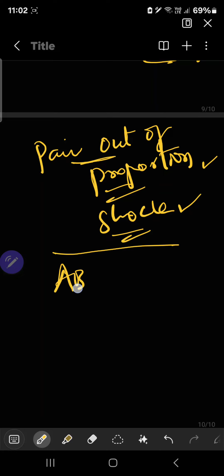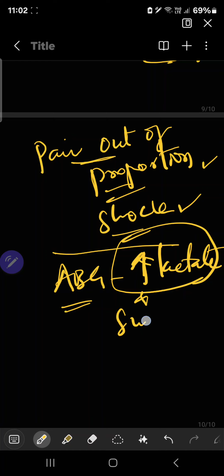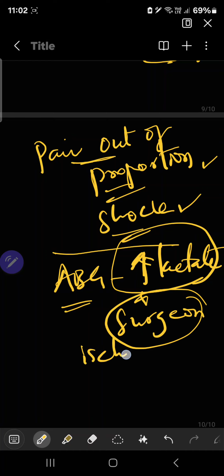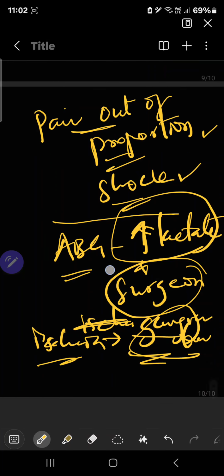So what you have to do immediately? You have to take an ABG, which will show high lactate. So immediately you have to refer to the surgeon. Maybe the patient is having, sometimes, gangrenous bowel secondary to ischemia turning into gangrenous bowel, we don't know, right?